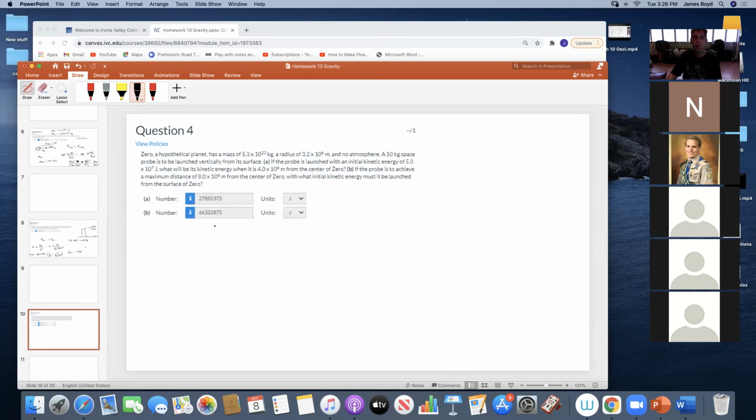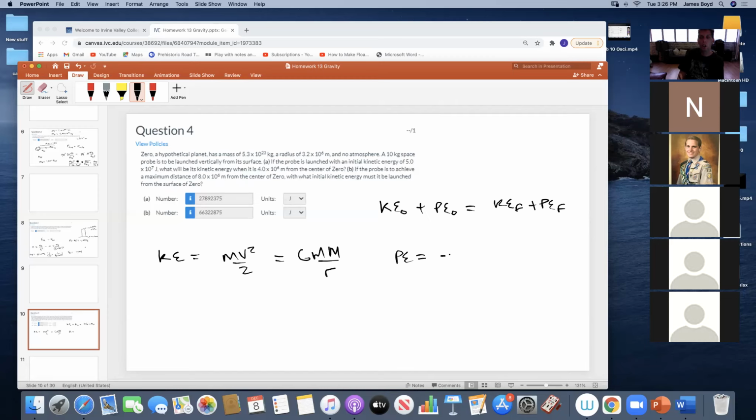Now, this problem is about energy, and you can tell because it talks about kinetic energy. And what we said was the kinetic energy initial plus the potential energy initial is equal to the kinetic energy final plus the potential energy final. Kinetic energy, when we're talking about gravity, is either mv squared over 2 or GMm over r. Potential energy is always negative GMm over r, always, okay. And the last thing that we have, if we need it, is the total energy at any time is negative GMm over 2r. And yes, it is negative, if energy is conserved.